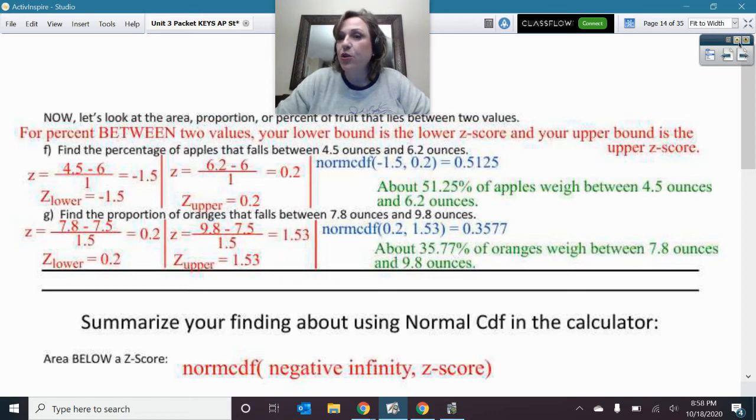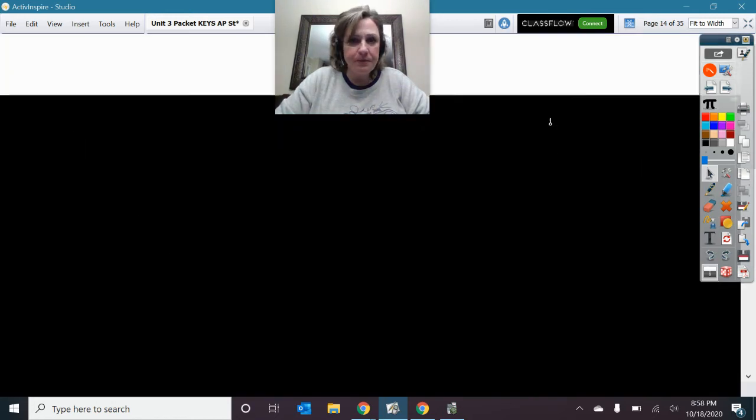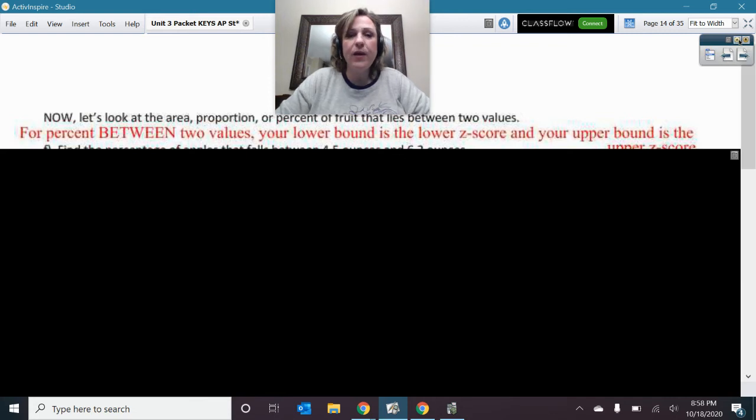Now let's talk about how to go in between two values. So here we go, in between two values. Now we don't have infinity. We have two actual bounds. We have the lower z-score and the upper z-score.